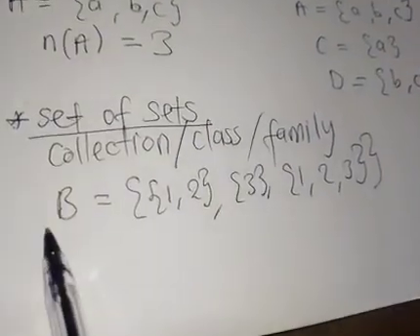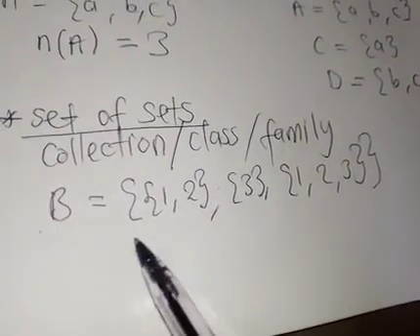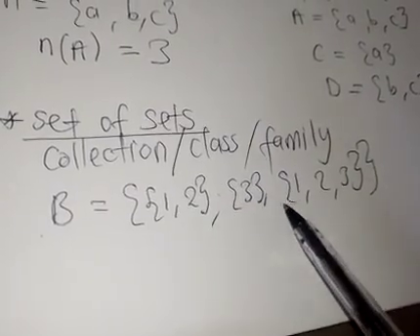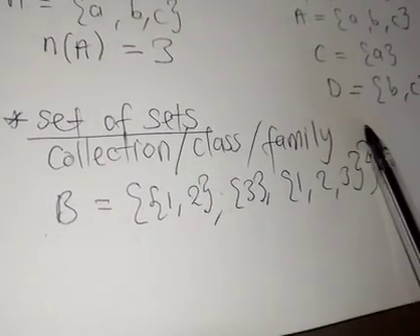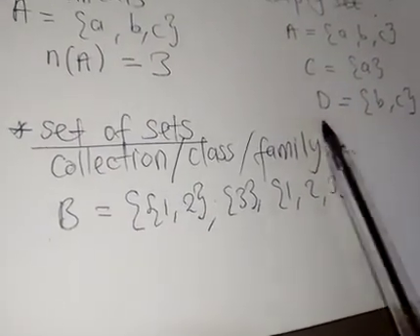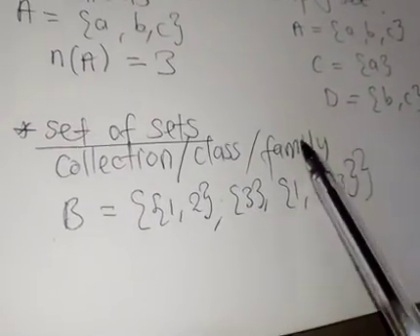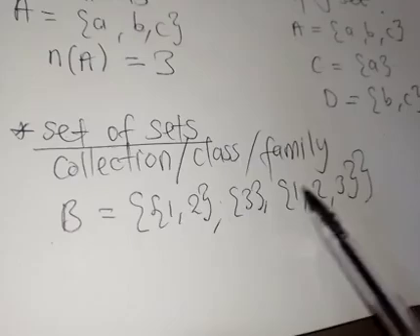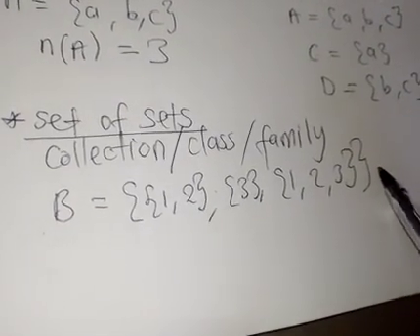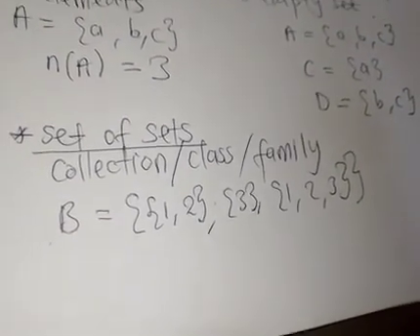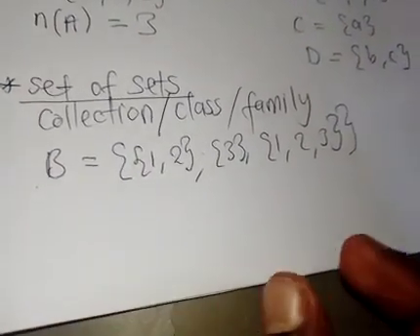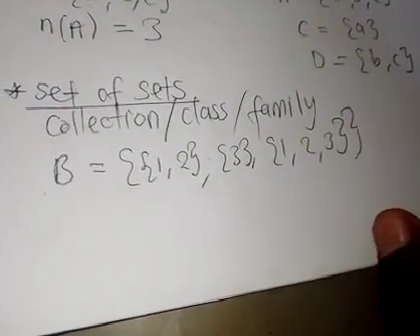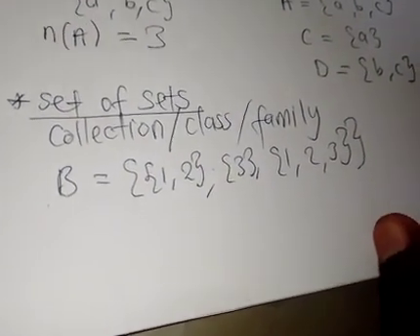So if you check, set B has other smaller sets inside it. Such a kind of set is the one we are calling a set of sets, and it's simply called a collection, a class, or a family. So set B is simply a family, a class, or a collection of sets, because inside set B we have other smaller sets in it. That's it.